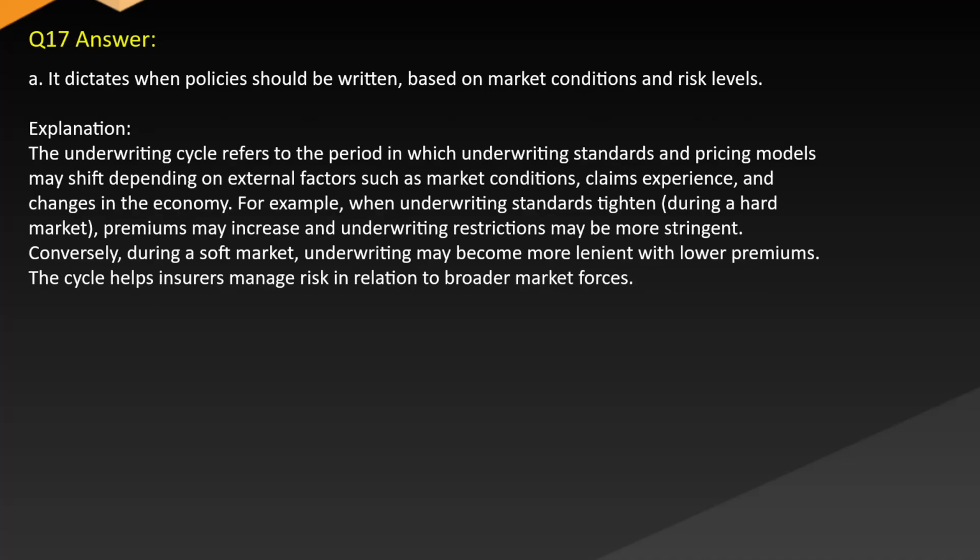Answer: A. It dictates when policies should be written based on market conditions and risk levels. Explanation: The underwriting cycle refers to the period in which underwriting standards and pricing models may shift depending on external factors such as market conditions, claims experience, and changes in the economy. For example, when underwriting standards tighten during a hard market, premiums may increase and underwriting restrictions may be stringent. Conversely, during a soft market, underwriting may become more lenient with lower premiums. The cycle helps insurers manage risk in relation to broader market forces.